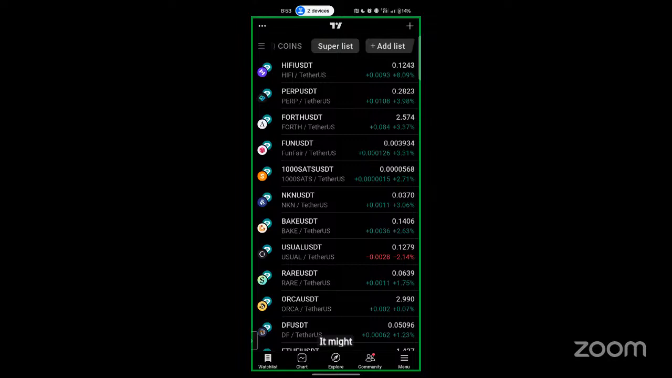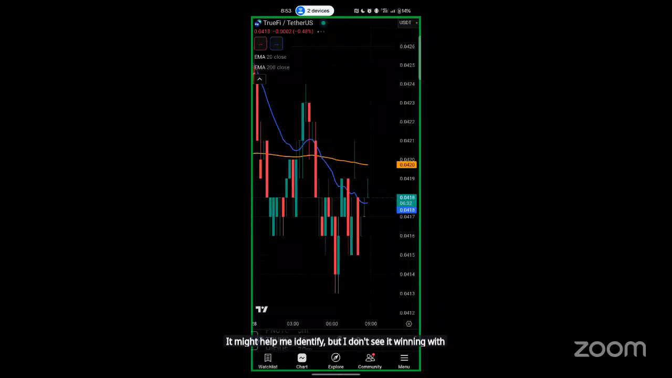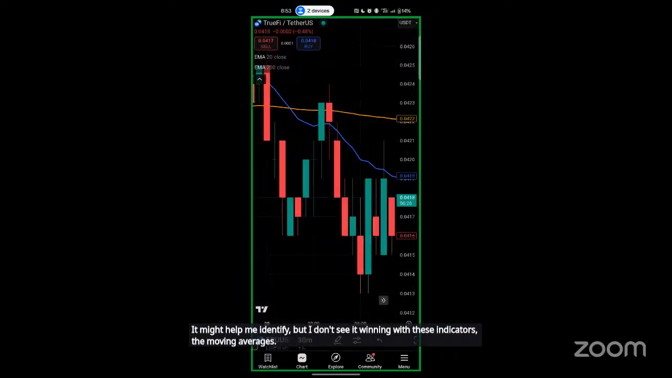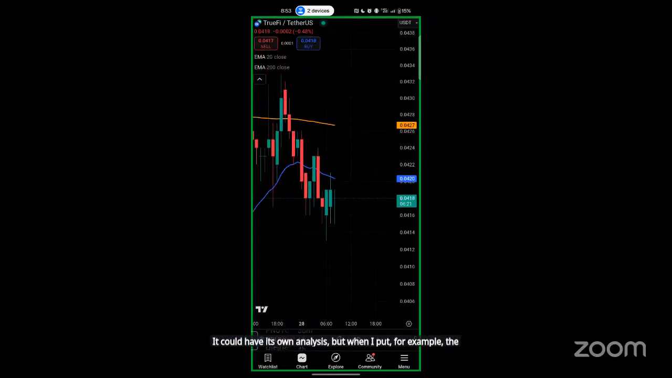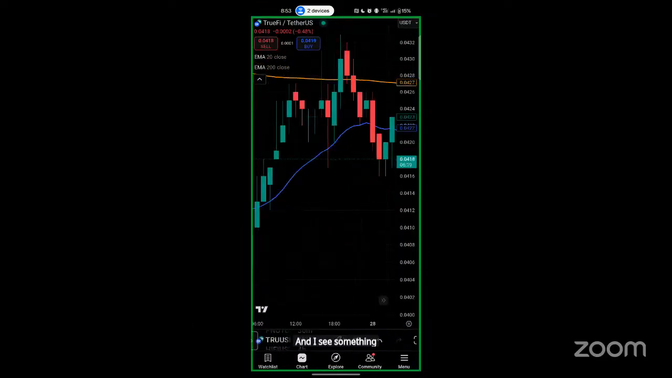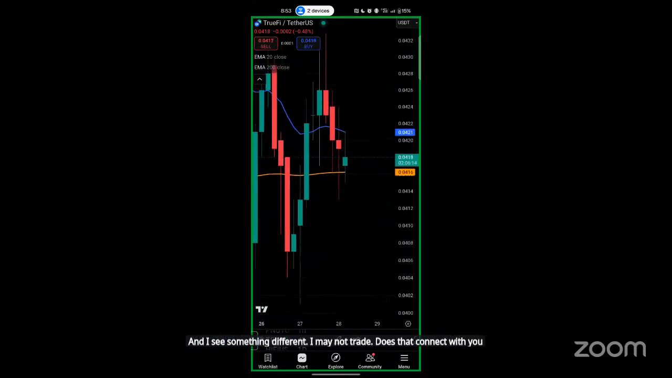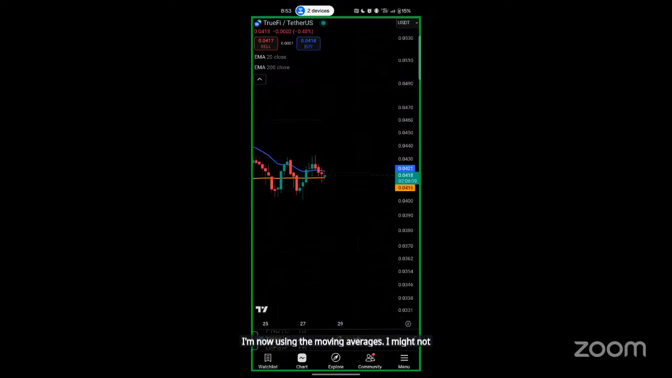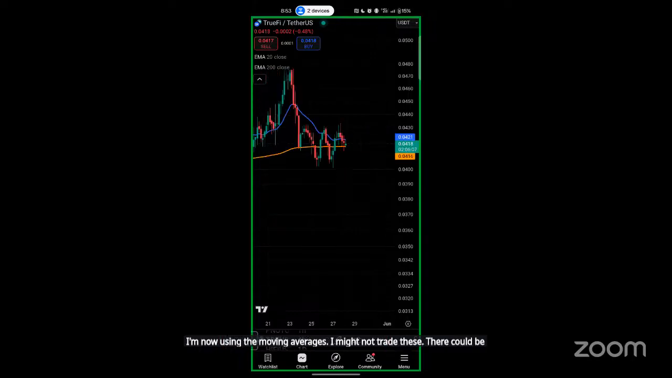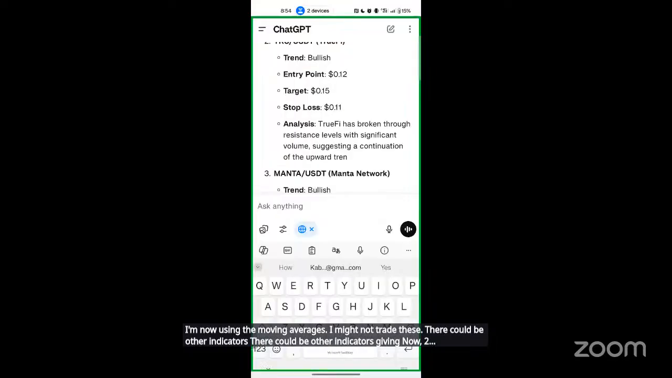It might help me identify, but I don't see it winning with these indicators, the moving averages. It could have its own analysis, but when I put, for example, the moving averages and I see something different, I may not trade. Does that connect with you guys? I'm now using the moving averages. I might not trade these. There could be other indicators giving now two. Now let me try Manta.